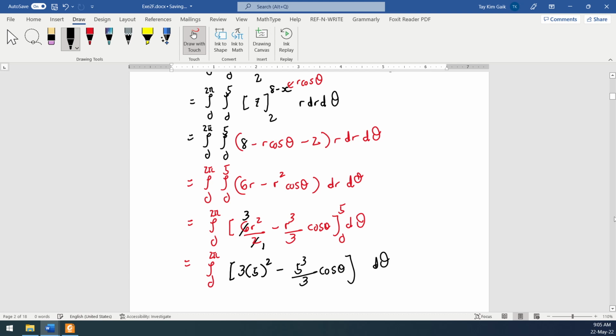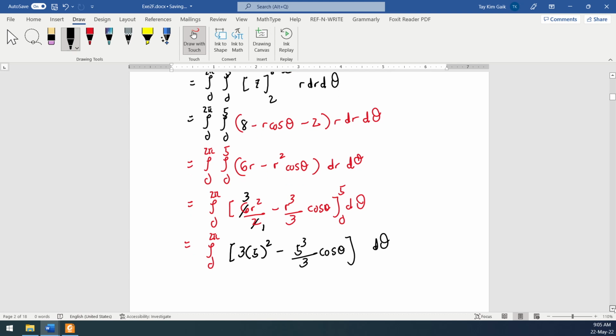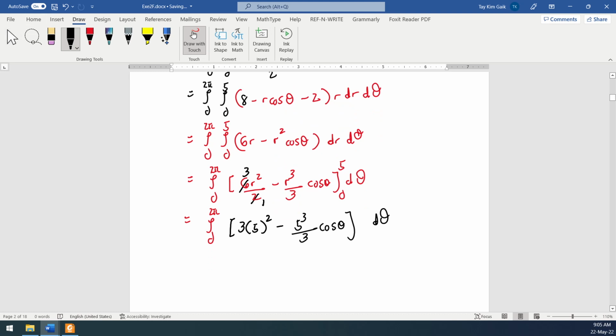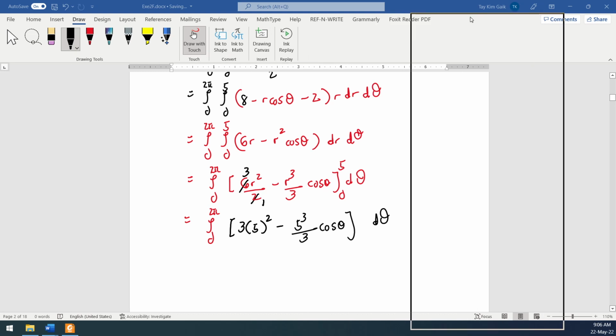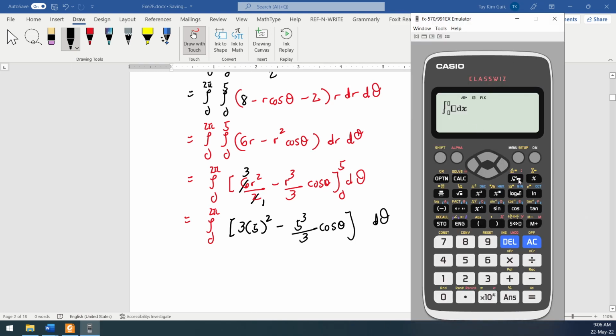Then you simplify. Lastly, integrate with respect to theta. Or you can go directly from here using your scientific calculator. Let's say from this step you directly use your scientific calculator: 5 squared is 25, minus 5 cubed divided by 3.